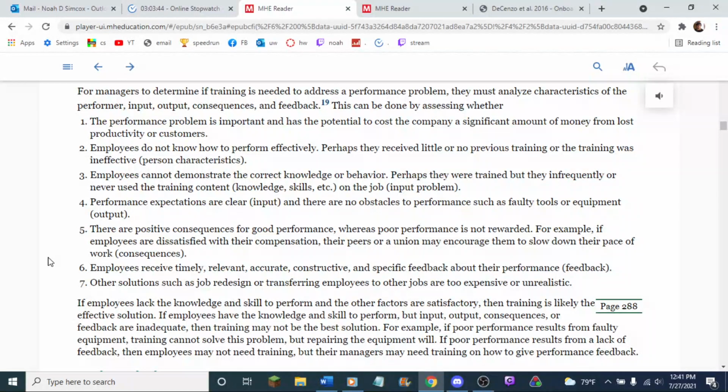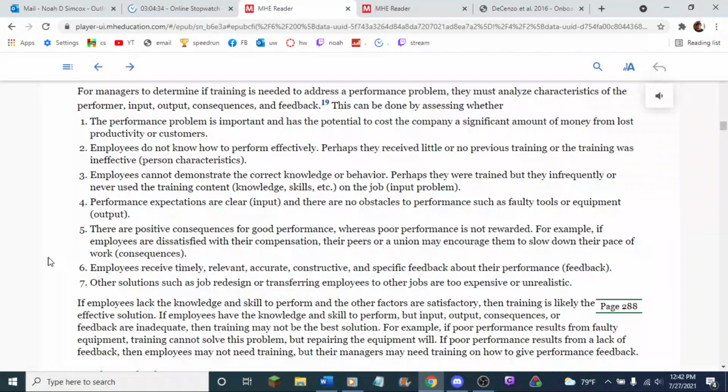Assess whether employees do not know how to perform effectively. Perhaps they received little or no previous training, or the training was ineffective. Person: assess whether employees cannot demonstrate the correct knowledge or behavior. Perhaps they were trained, but they frequently or never used the training content, knowledge, skills, etc. on the job. Input problem: assess whether performance expectations are clear and there are no obstacles to performance, such as faulty tools or equipment.